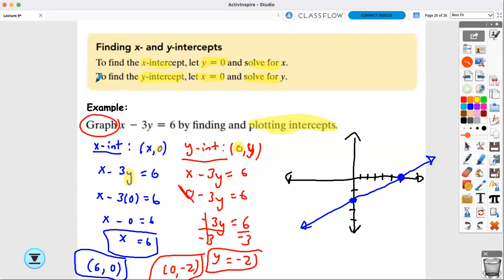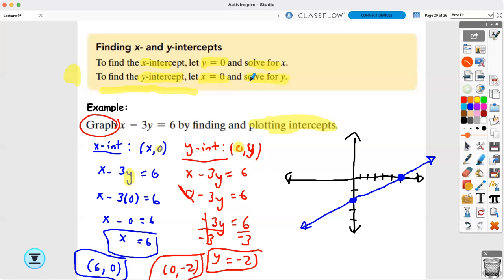So now let's look at the procedure I wrote over here at the top, to find the X and Y-intercept. To find the Y-intercept, what are we going to do? Solve for Y, but for what? Well, read the yellow highlighted part. What does it say there? X is what? X equals 0. Yeah, so we're going to let X equal 0. Once we let X be 0, what do we do next?